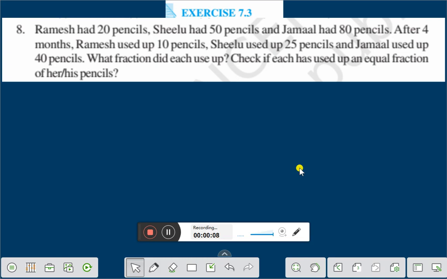Ramesh had 20 pencils. Shilu had 50 pencils and Jamal had 80 pencils. After 4 months, Ramesh used up 10 pencils, Shilu used up 25 pencils and Jamal used up 40 pencils. What fraction did each use up? Check if each has used up an equal fraction of her or his pencil. Let us solve this problem.